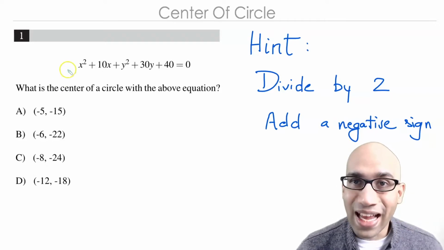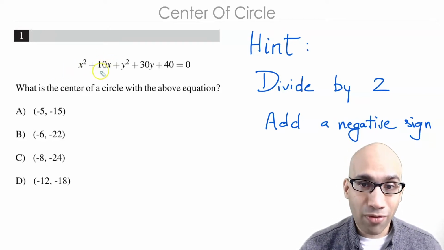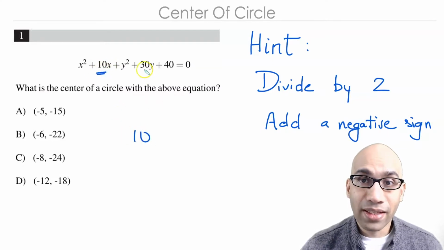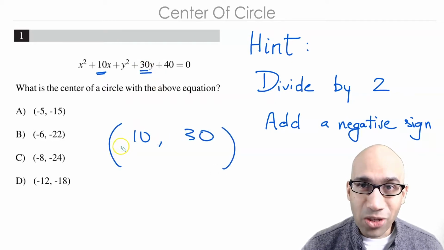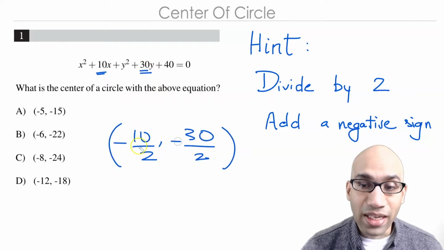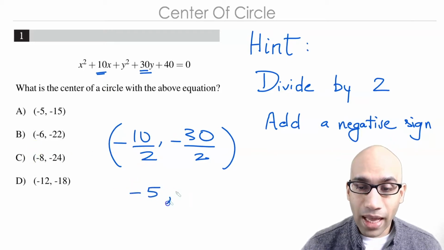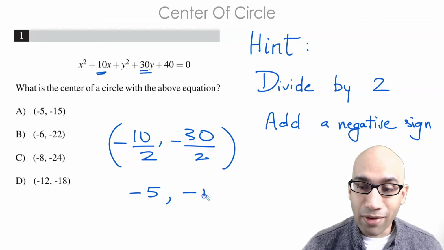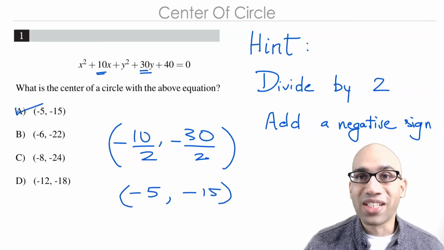A super easy and very quick hack. All you're going to do is identify the number in front of x here, which is 10. Write down 10. Identify the number in front of y, which is 30. Write that down. Divide by 2 and add a negative sign. Now, negative 10 over 2 is going to be negative 5, and negative 30 over 2 is going to be negative 15, which easily gives us this to be our first choice.